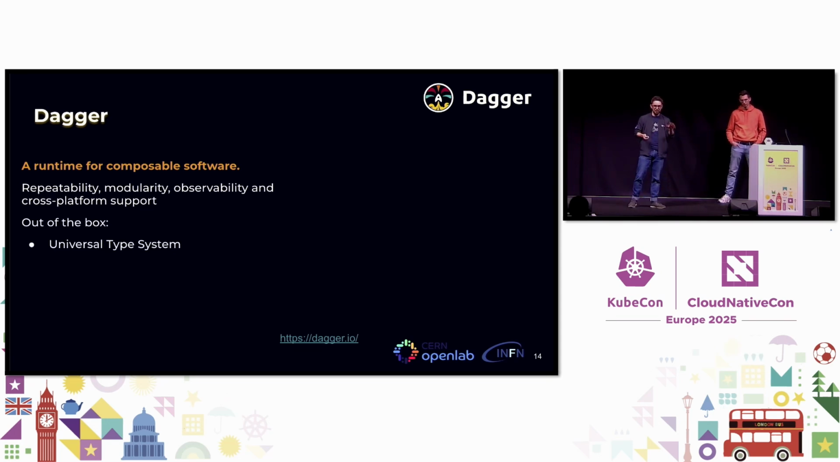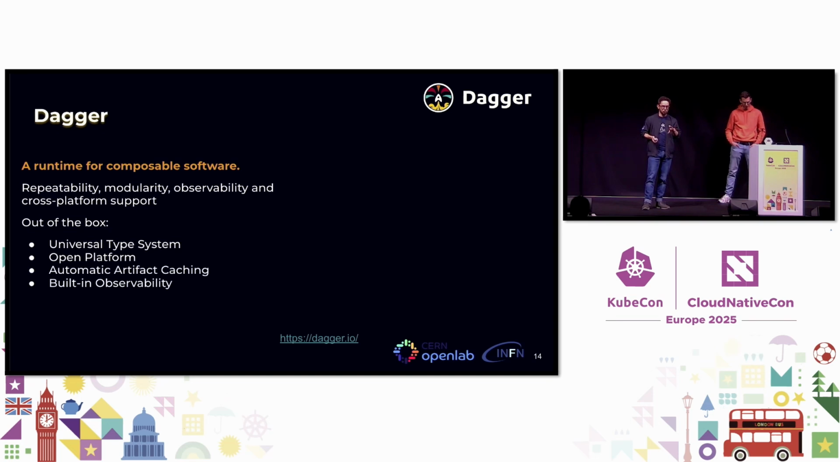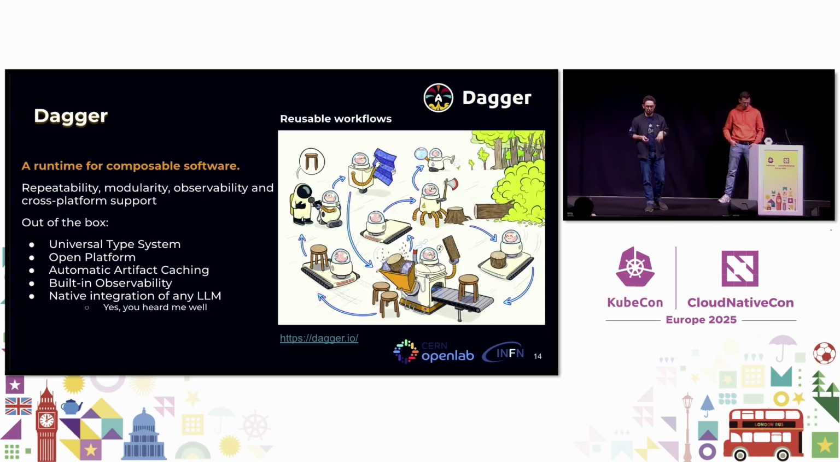So this is all good, but even more, we have a universal type system, so we can code our pipelines in a very efficient way. We have an open platform where we have caching for our artifacts, and we have built-in observability. And finally, the new thing is that we also have native integration with LLMs. That might be of use in the next years.